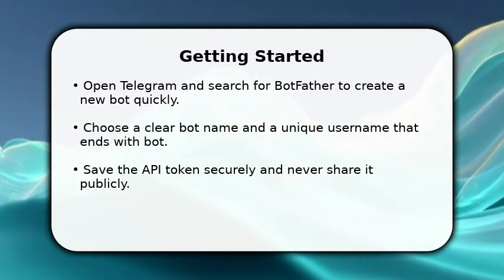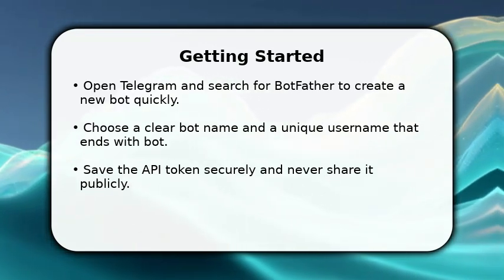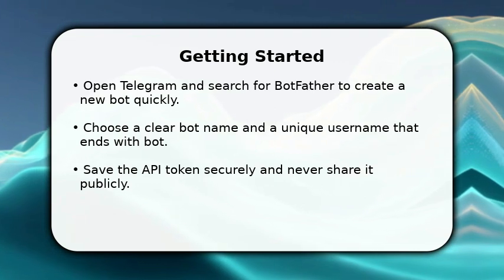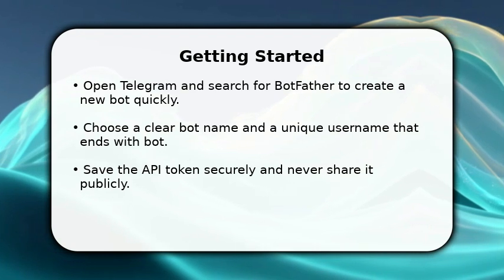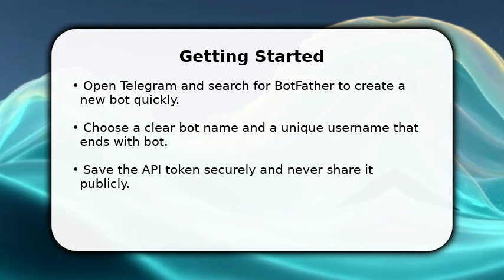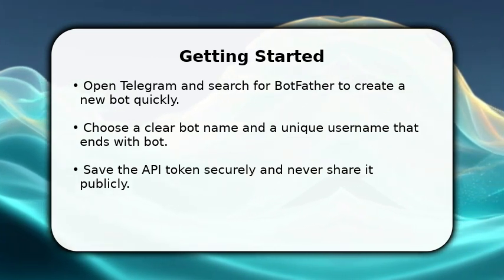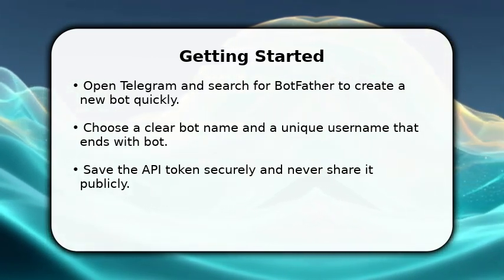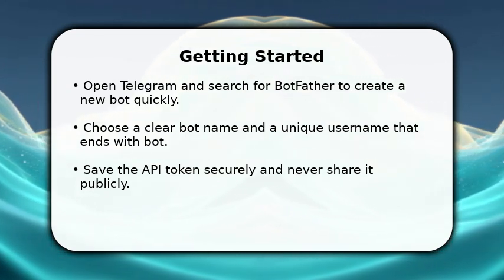In this video, I will explain how to use Telegram Bot's easy guide. First, open Telegram, find BotFather, and create a bot name and username. Next, copy the API token and store it safely. Then connect the token to a simple script or a no-code service to make replies. Finally, test commands and add basic error handling so your bot behaves predictably.